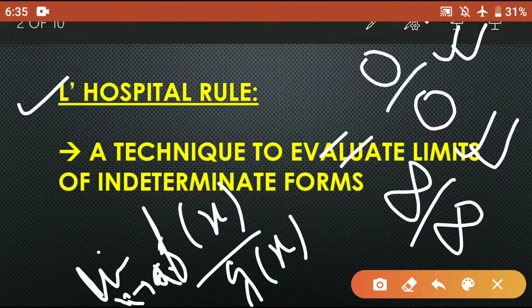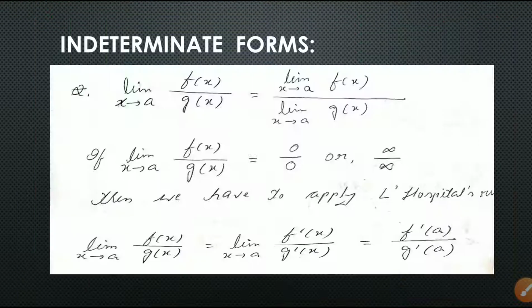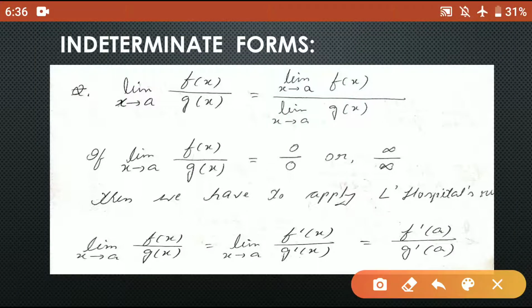Okay, so whenever we are going to find the limit of a function which is in the form of f(x) by g(x) by directly putting the value of x, and after directly putting the values of x we are getting the form of the function as 0 by 0 or infinity by infinity, then we have to apply L'Hospital rule. So it is the L'Hospital rule.